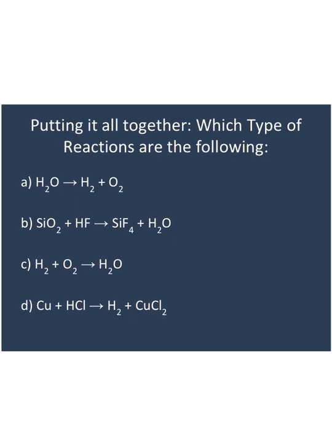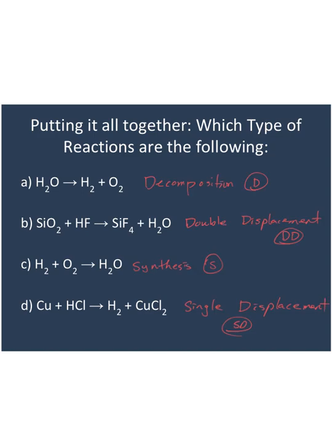Let's try some more out. Which type of reactions are each of the following? Pause the video here and classify these reactions. Here are the answers. For A, I have one chemical falling apart into two different products. That's a decomposition. Instead of writing the whole word decomposition, you can short form it by using a capital D.